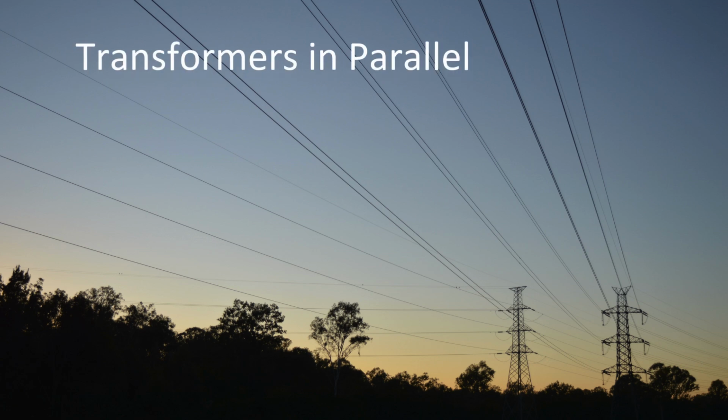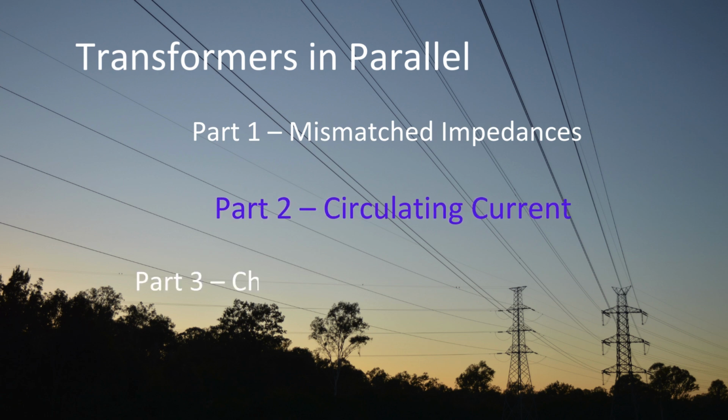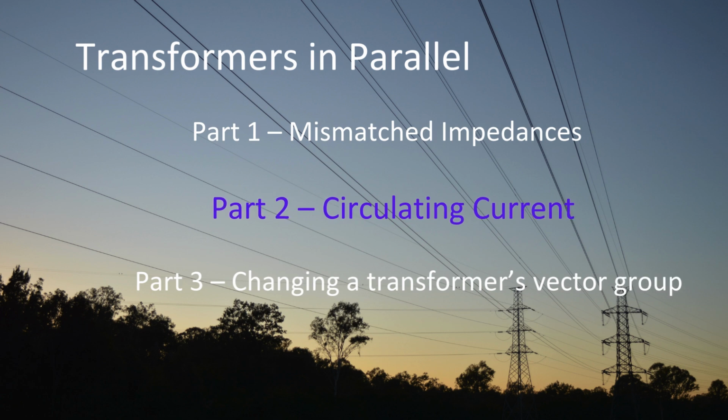Hello again, everyone. Welcome to part 2 of our series on transformers in parallel. Last time we considered mismatched impedances. Today we will be looking at circulating current. And then the final video in this series will be all about how to change a transformer's vector group as far as the network is concerned, without any modifications to the transformer wiring inside the transformer tank. So let's get going.